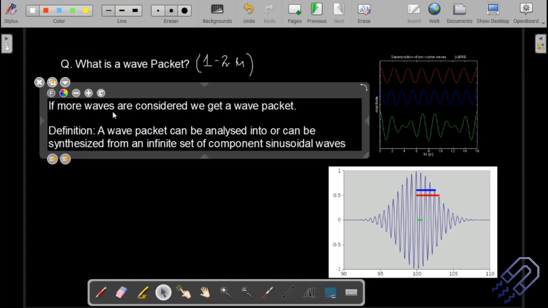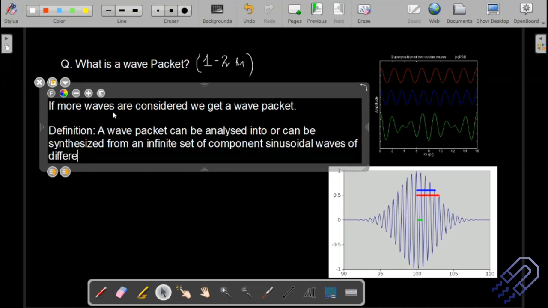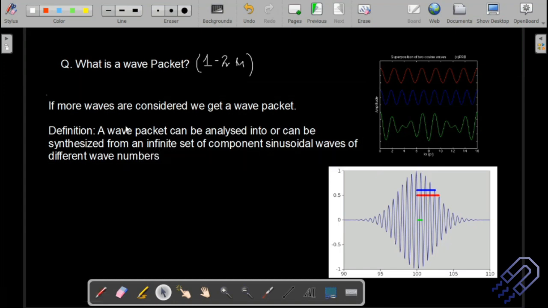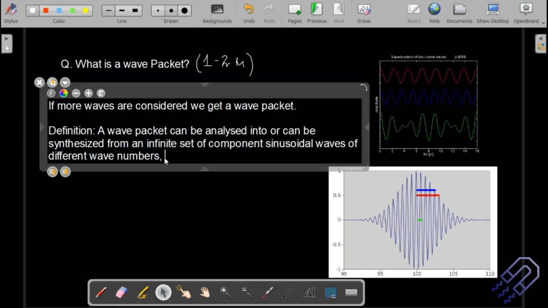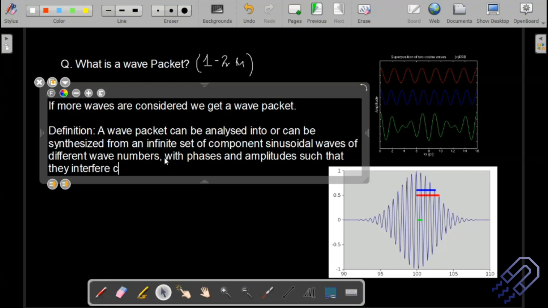sinusoidal waves. You have a cos wave or a sine wave, and both of them you can have in the sine form. Sinusoidal waves of different wave numbers. All of them might have different wave numbers, which means the wavelength might be slightly different, or more different, with phases and amplitudes such that they interfere constructively. This is a very important term. Interference should be constructive. Constructive means constant phase difference or zero phase difference between all of these waves, with phases and amplitudes such that they interfere constructively only over a small distance, a small region of space.